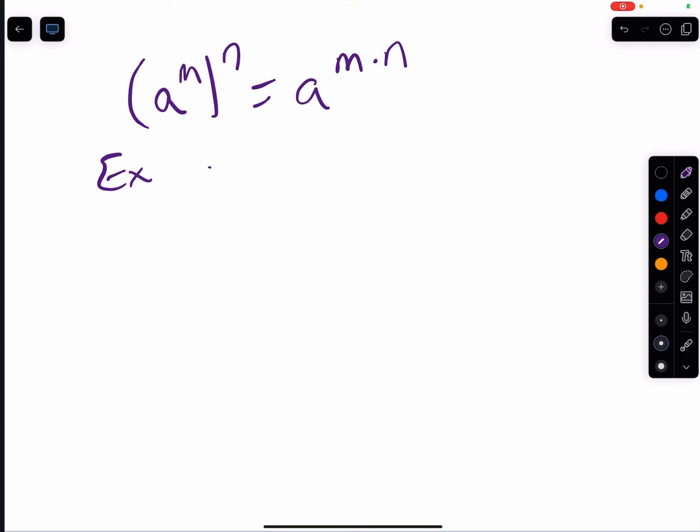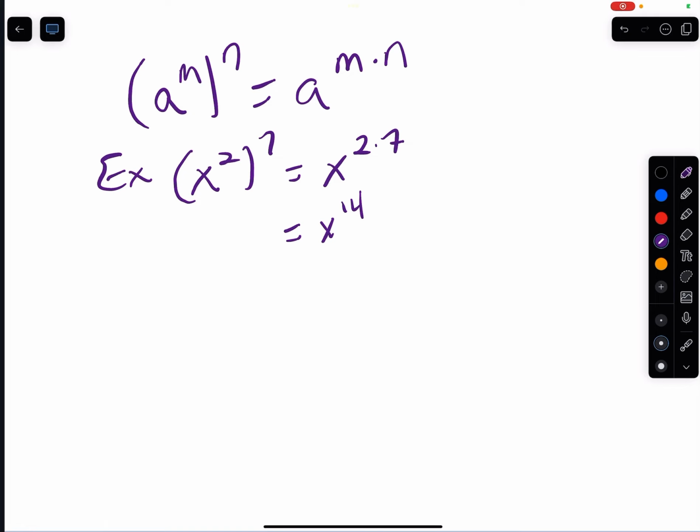Let's suppose we have x squared raised to the 7th power. Do we have a common base? Well, the base in each case is x squared, so that is the same, which means that we can multiply the exponents together to get x to the 14th power.